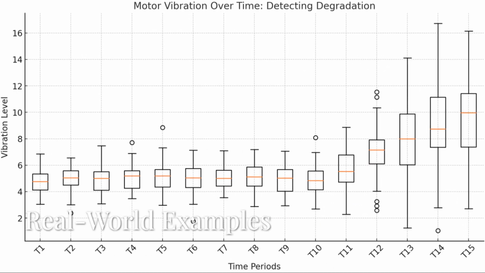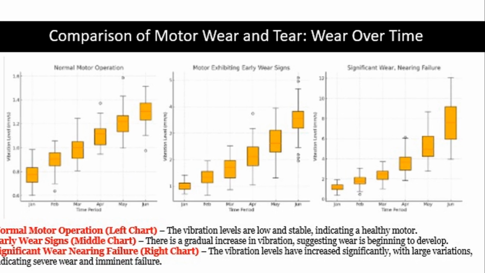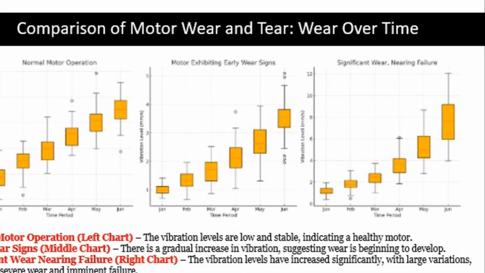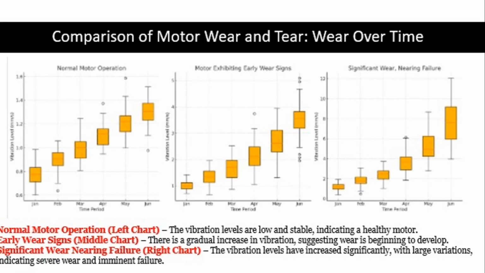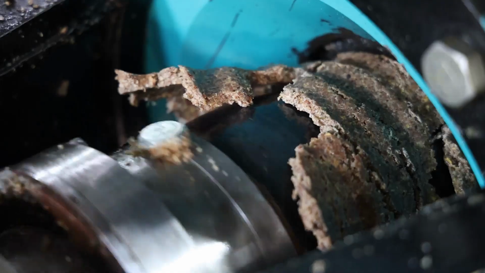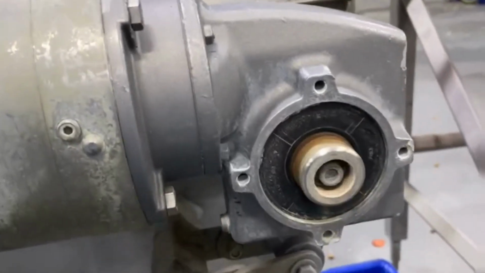Imagine you're monitoring the vibration levels of a motor. Initially, the box plot shows a consistent range with only minor fluctuations, but over time, the median begins shifting upwards and outliers start appearing more frequently. This indicates increasing wear on the bearings, allowing maintenance teams to intervene before a breakdown occurs.